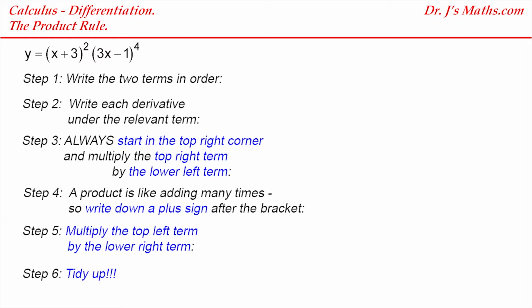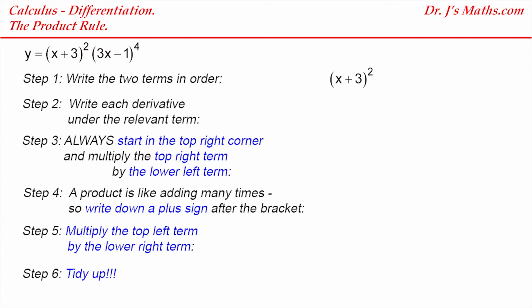Second example. Perfect situation for a product rule. We have two functions, both of them are in brackets and raised to a power. So we've got (x plus 3) all squared times, important, (3x minus 1) all to the fourth. So we're going to follow exactly the same steps, and that's why I've left them there to emphasise that there's nothing different. No formulas, just these steps.